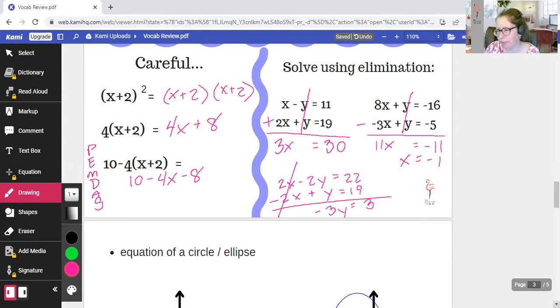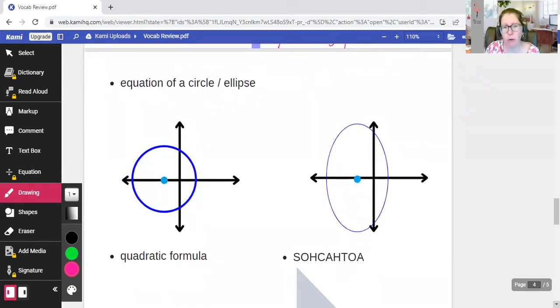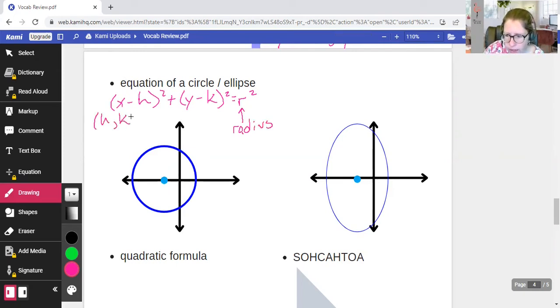All right, cool. And then we have some formulas that you will not get, regardless of if you're an SAT or an ACT student, but they will test you on these. First, the equation of a circle. So the equation of a circle is x minus h squared plus y minus k squared equals r squared. All right, so r is going to be the radius, and h comma k is the center of the circle.